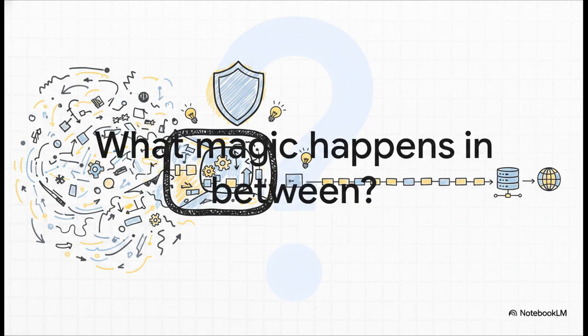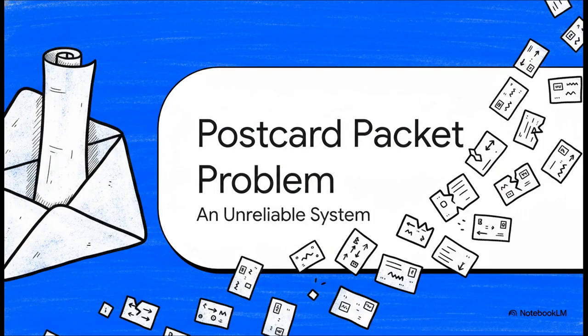Well, it's not really magic at all. It's just a brilliant piece of engineering called the Transmission Control Protocol, or TCP. And in this explainer, we're going to pull back the curtain and see exactly how it works. To really get TCP, you first have to understand the problem it was built to solve.